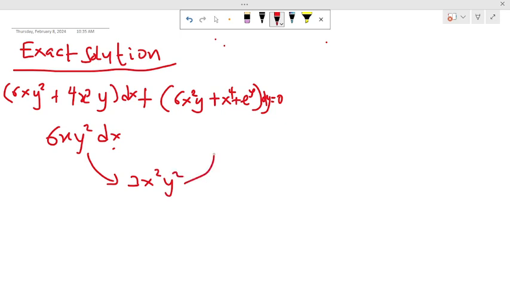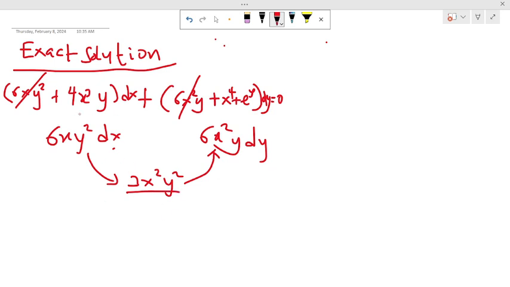Then we differentiate it back with respect to y. Then we get 6x squared y dy. Now we can see that these two terms are in our main equation, so we cancel them out after getting them in what we did. So this expression is one part of our solution.